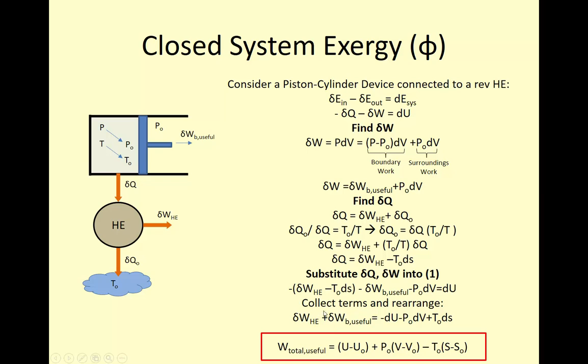So the work of the heat engine plus the useful boundary work is the total useful work from this combined system. And it's equal to the change in state from U to U1, P0 times V to V1, and T0 times S to S1. Okay, so this is the long, drawn out derivation of how we get an equation for the total useful work, which is also known as the exergy. In this form we have all capital letters, so it's not per unit mass, it's multiplied through by the mass. So we would have units in terms of kilojoules.